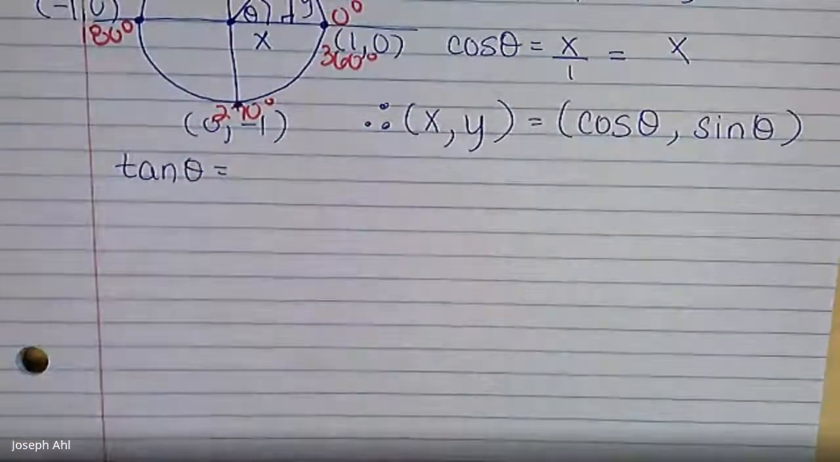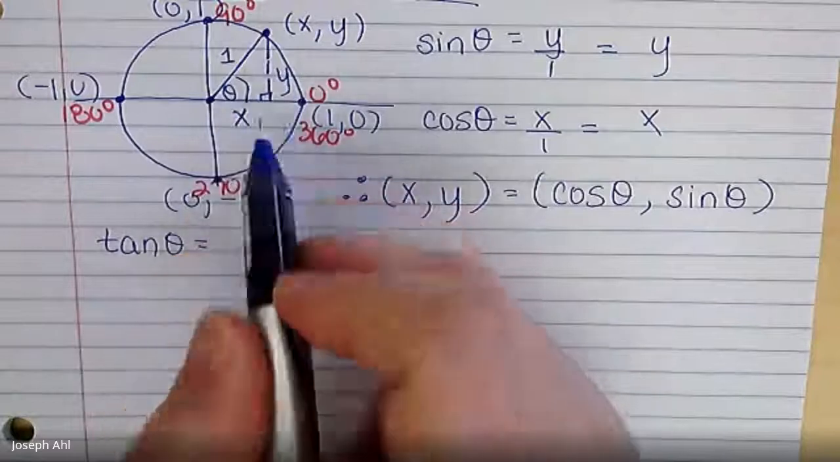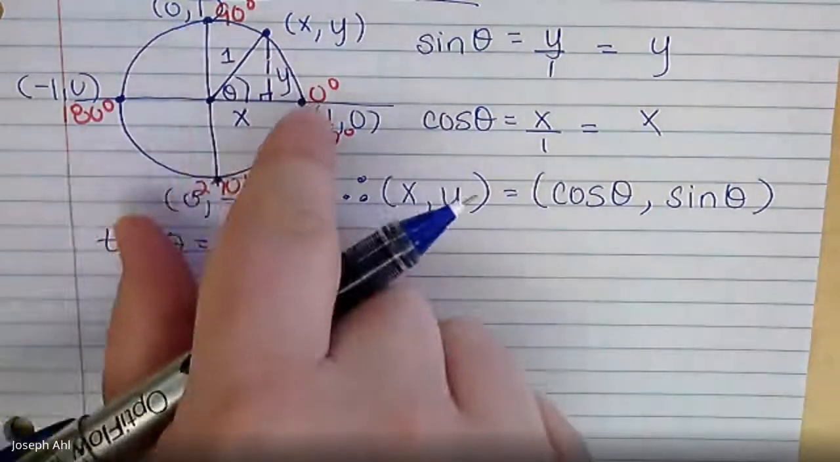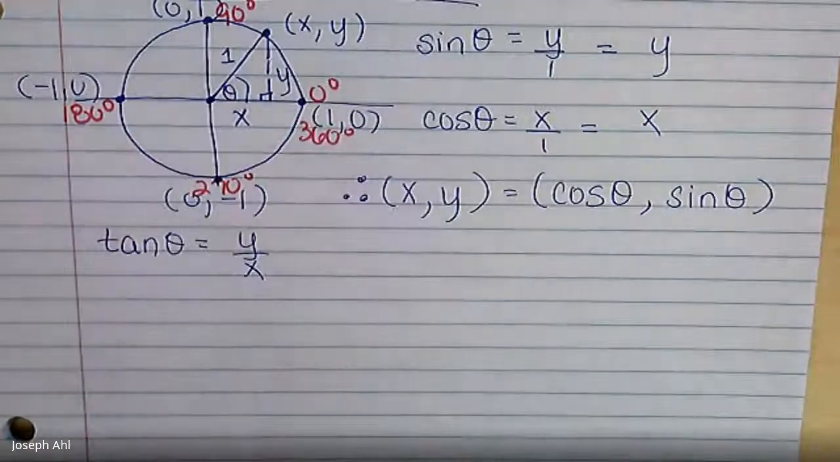What about tan? Well, tan theta would be opposite over adjacent. So if I use that, it would be y over x, wouldn't it? And you can use that all the time: if I were at tangent on the unit circle, I could do y divided by x, and that would give me the ratio for tangent.